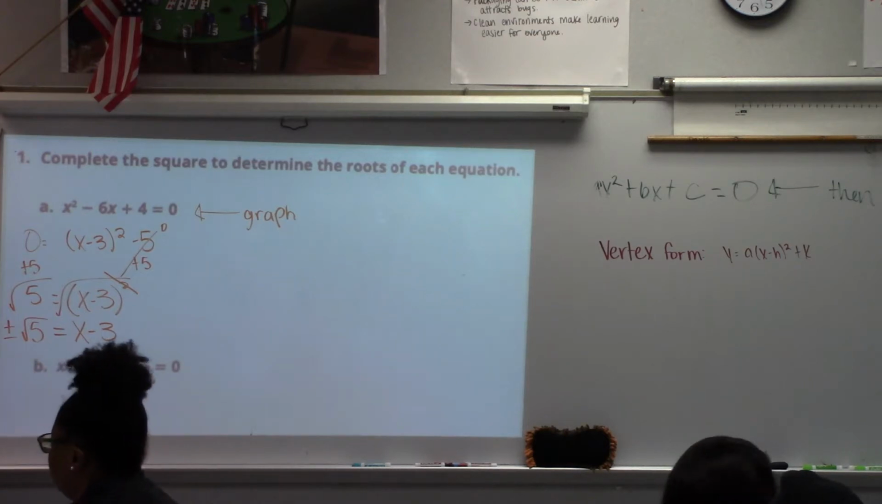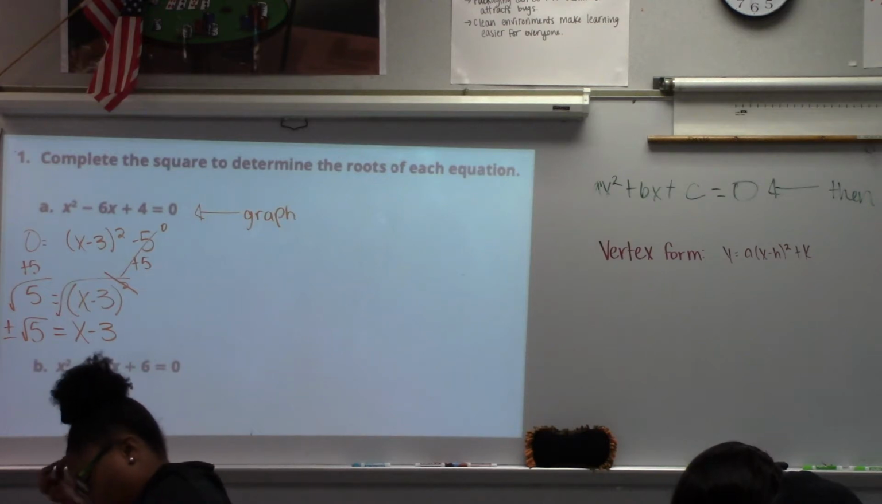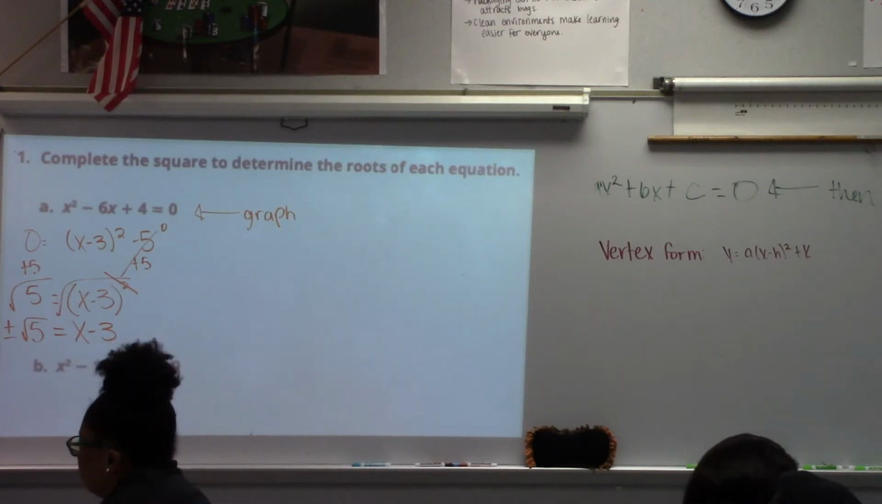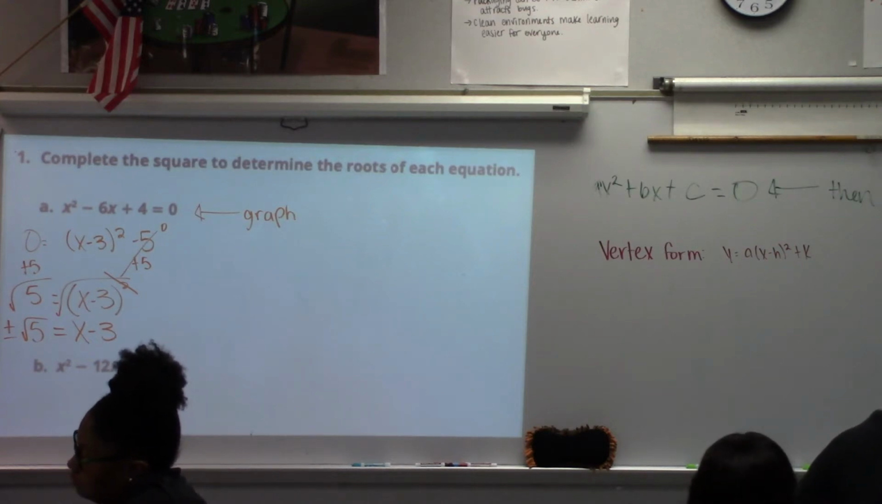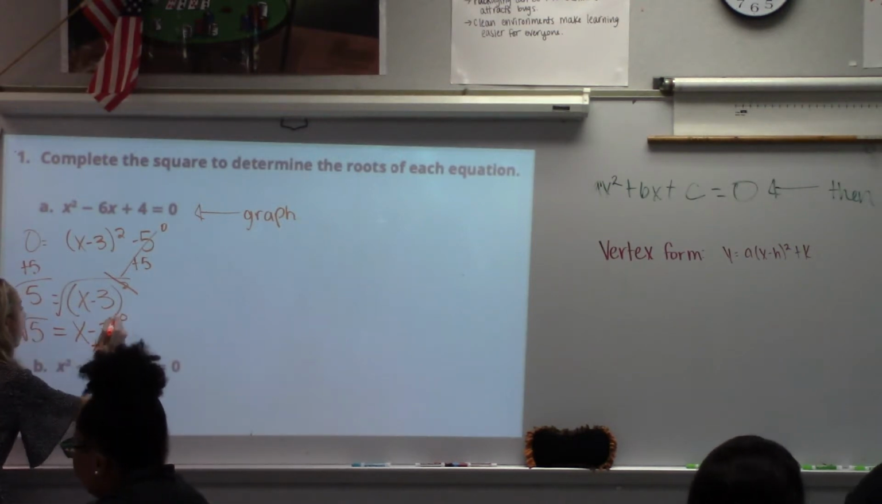Am I done here? No. How do I solve for x? Say that again, Tyrese, I'm sorry? Right, we're still finding the 0, but how am I going to isolate my x? Plus 3. Okay, let's go ahead and add 3 to both sides.